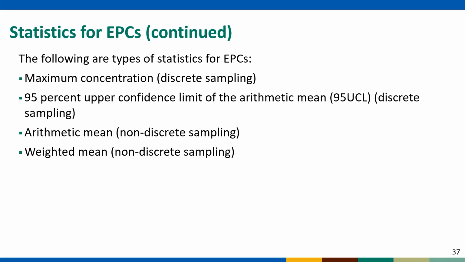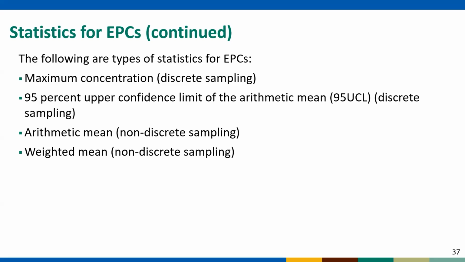For discrete samples, in other words, samples that are representing single points in time or space, we need to use statistics to try to ensure that the arithmetic mean that we calculate from these samples is not an underestimate. To ensure that we don't underestimate the mean, we'll be calculating something called a 95% upper confidence limit. And we typically abbreviate that in shorthand as 95 UCL. And we're going to use that value as an exposure point concentration.